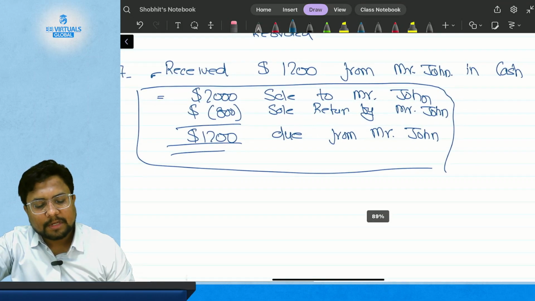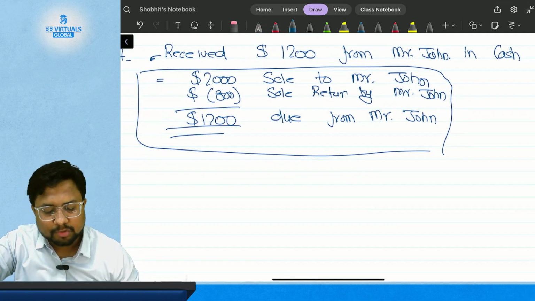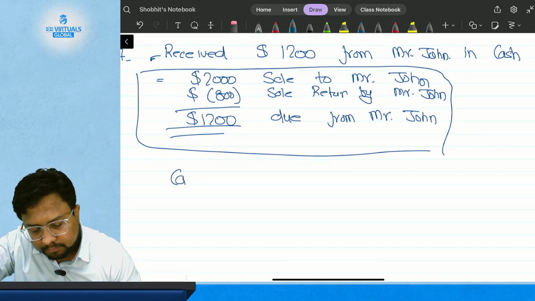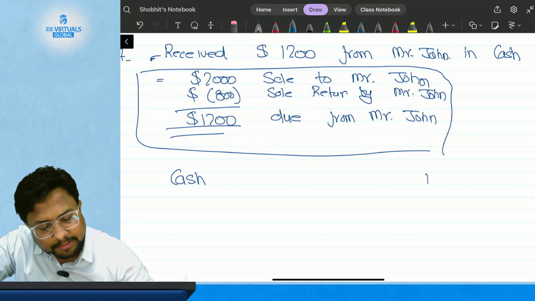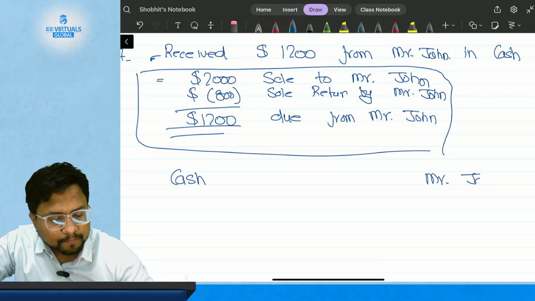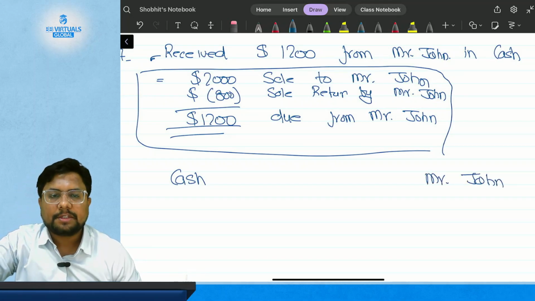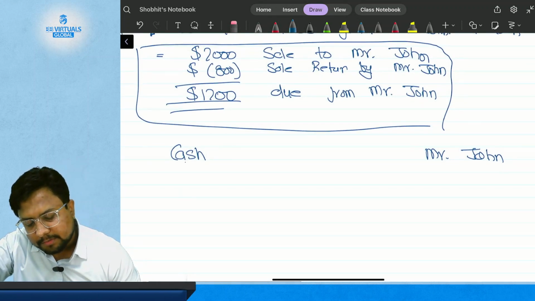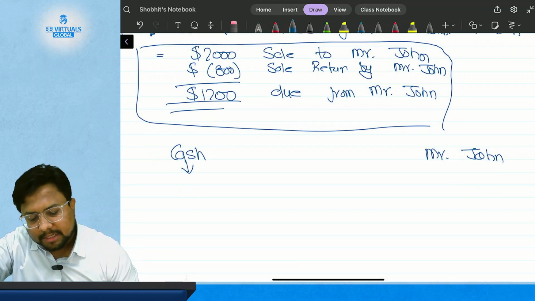Okay, so what happens? I have received $1200 in cash from Mr. John. Now two elements come in. First one is cash, second one is Mr. John. Okay, now when it comes to cash, what is cash? Cash is an asset.